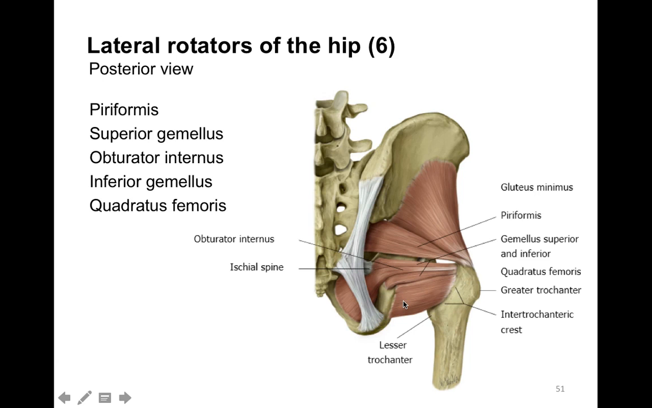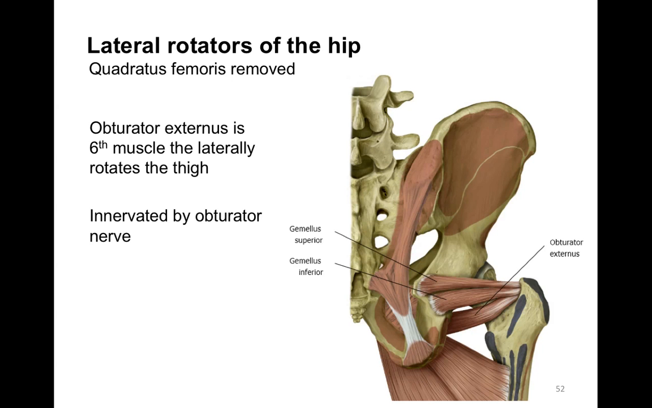Now those are 5 of the 6. In order to see the 6th lateral rotator, we need to remove quadratus femoris, and you'll be doing this in lab. You will reflect quadratus femoris, and then you'll be able to look more anteriorly to find the obturator externus. Obturator externus is the sixth lateral rotator, and it is innervated by the obturator nerve.